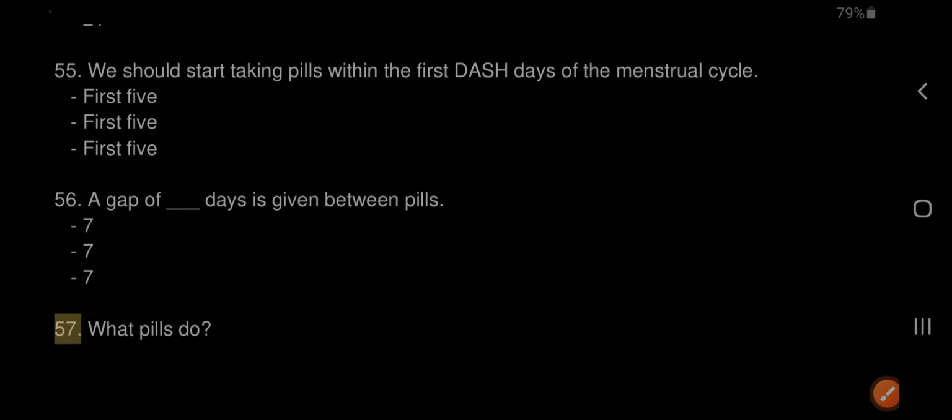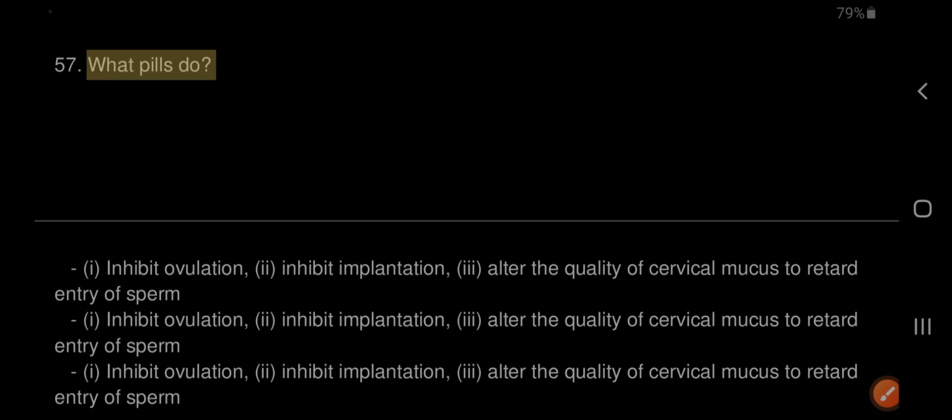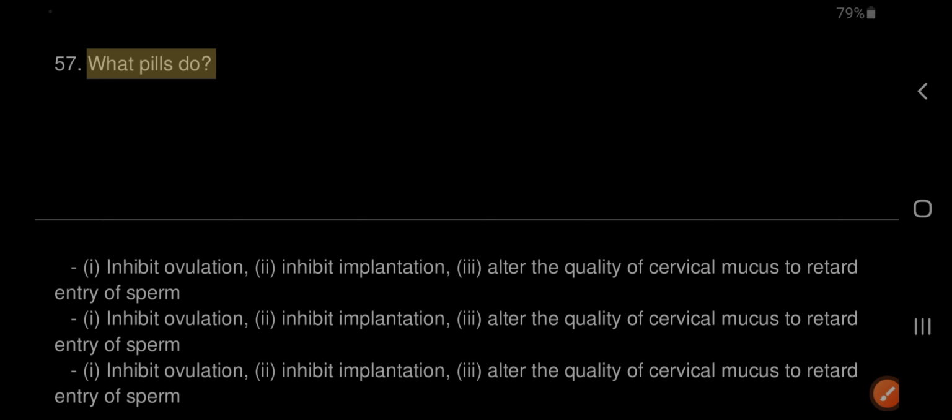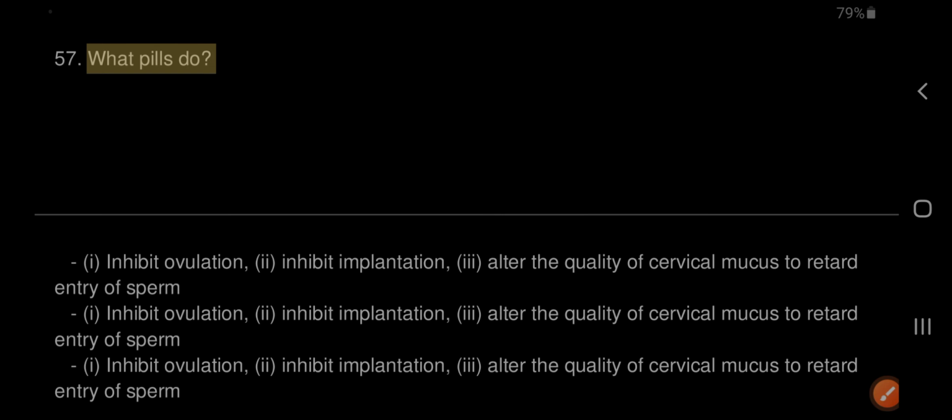57. What do pills do? They inhibit ovulation, inhibit implantation, and alter the quality of cervical mucus to retard entry of sperm.